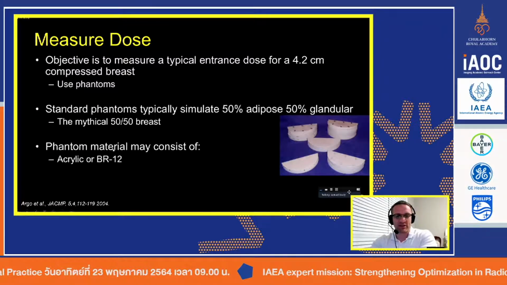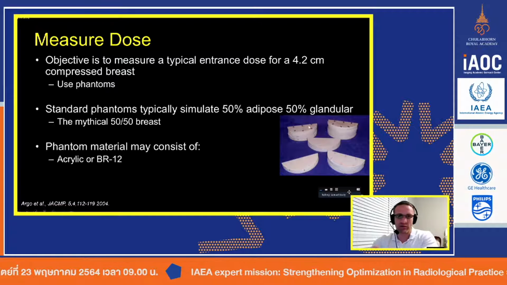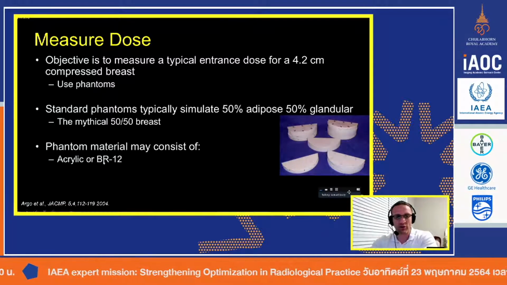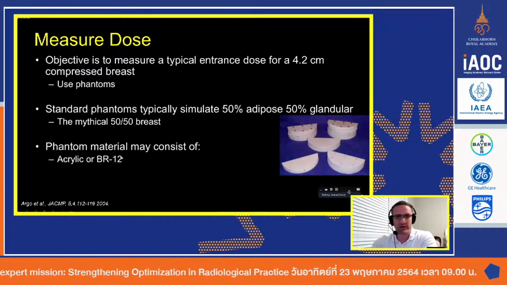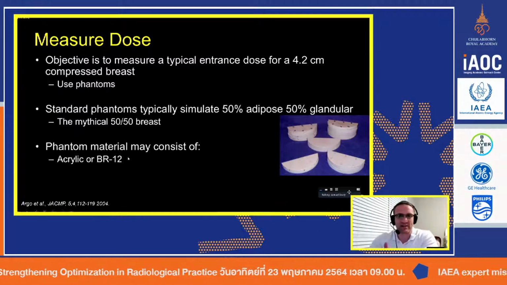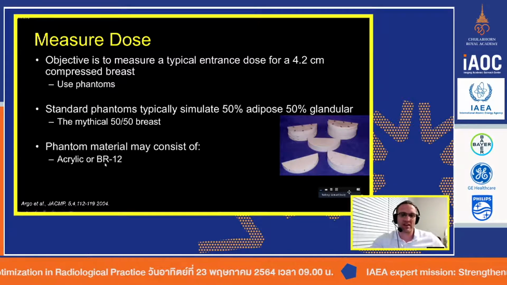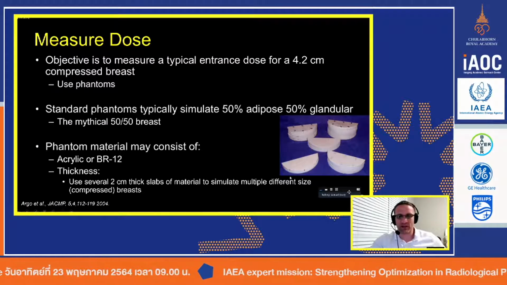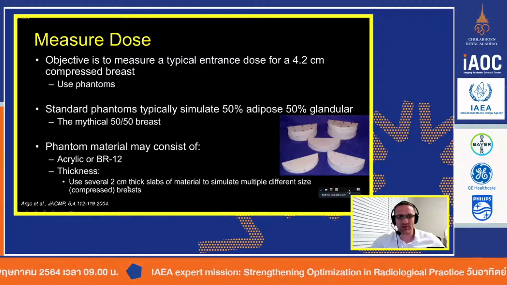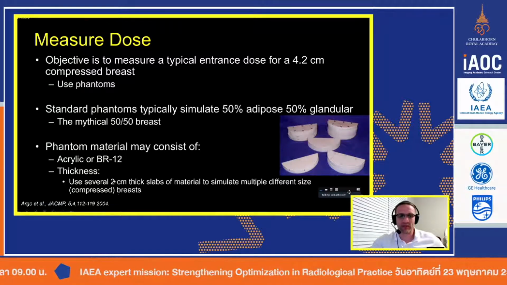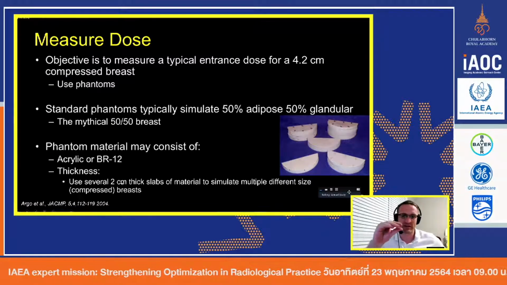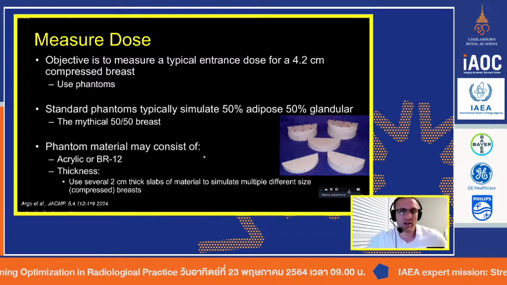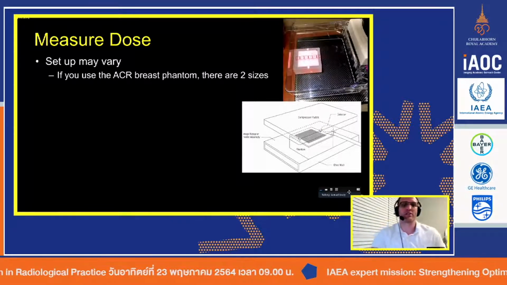So the phantom itself, that you can go buy or you can make if you're really interested, needs to be made of either acrylic or BR12. BR12 is a soft tissue mimicking phantom. It's plastic, but it tends to be a little less dense than acrylic. You typically want to get these in slabs of 2 centimeters, so you can build up different thicknesses. Obviously, you'd want to be able to get 4.2 centimeters, but there are different breast thicknesses, and so we'd want to be able to mimic all different breast thicknesses.